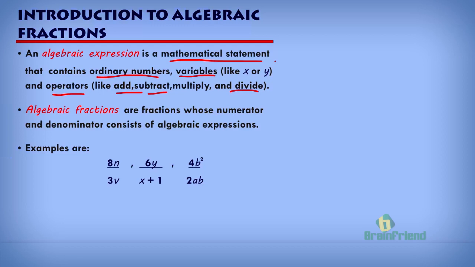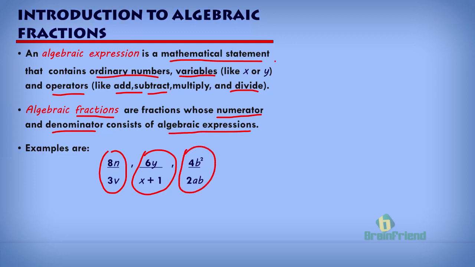Now, what are algebraic fractions? Of course, we know what fractions are. An algebraic fraction, therefore, is simply a fraction whose numerator and denominator consist of algebraic expressions. Let's take some typical examples. So we have 8n all over 3v. This is an example of an algebraic fraction. 6y all over x plus 1 is another good example of an algebraic fraction. And also 4b squared all over 2ab. These are all examples of algebraic fractions.